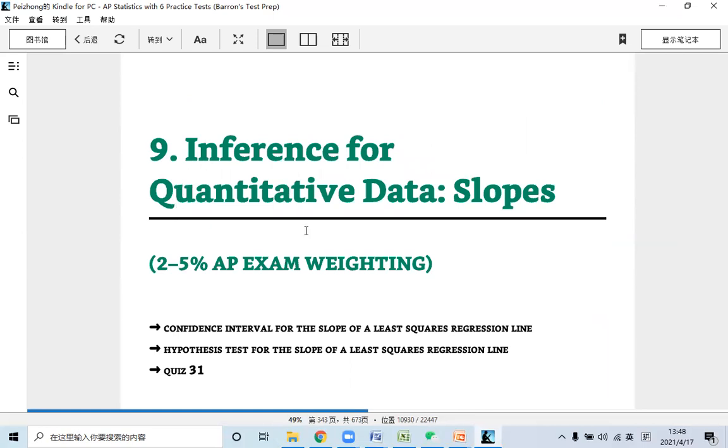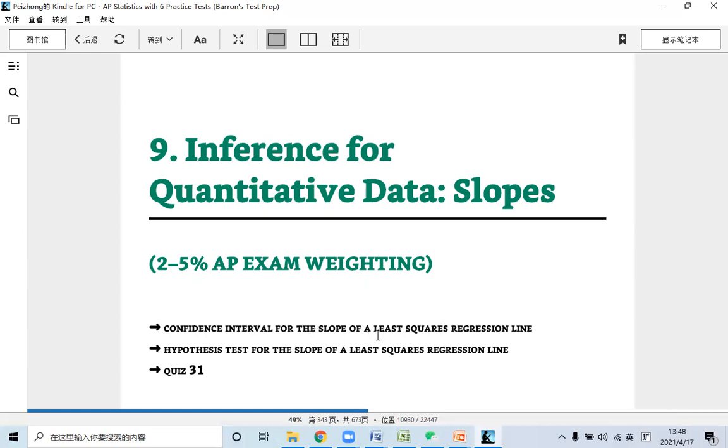This part is a small part. Inference for slopes. This is a very small part of the test. Why don't we take care of that today? Then we are done with all the content materials, and then we can maybe do a systematic review. So this is a test for slopes, and it's about 2% to 5% of the AP exam.